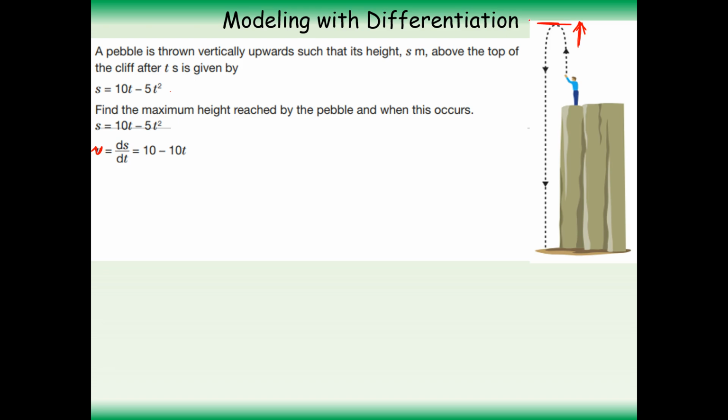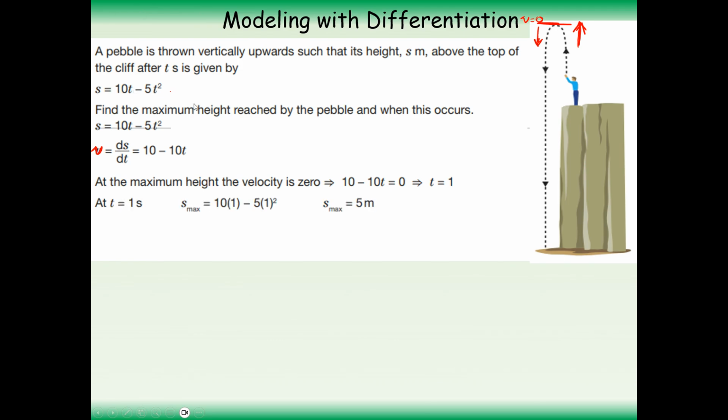At the highest point, there is an instant where velocity is zero. It was positive going up, and since velocity has a direction, it will turn negative when it's coming down. So at time equals 1 second, it has reached that maximum. You substitute that t equals 1 back into the original function s to find the maximum height.